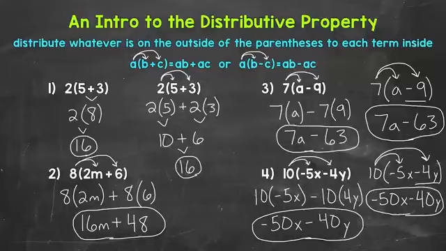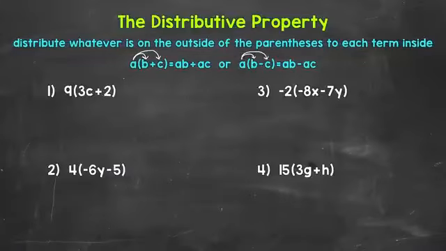Let's take a look at 4 more examples. Here are more examples that we can go through to get the distributive property down. Let's jump into number 1, where we have 9 and then 3c plus 2 in the parentheses. Let's distribute that 9 to the 3c and to the 2. So we have 9 times 3c, which is 27c, plus, so we bring that addition sign down, and then we have 9 times 2, which is 18. So we end up with 27c plus 18.